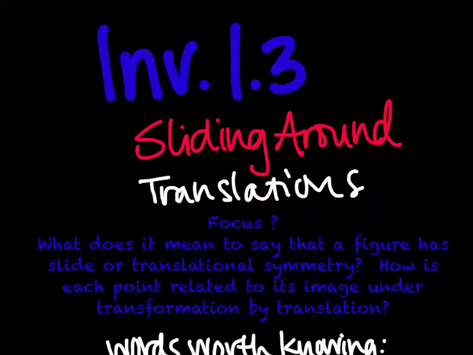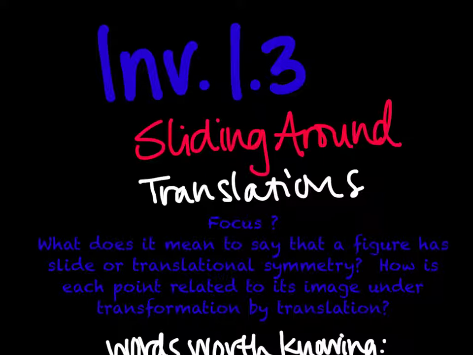Welcome to Investigation 1.3, Sliding Around. This is all about translations. So here's our focus question for this investigation, our third look at a different type of symmetry that exists. What does it mean to say that a figure has slide or translational symmetry? How is each point related to its image under transformation by translation?